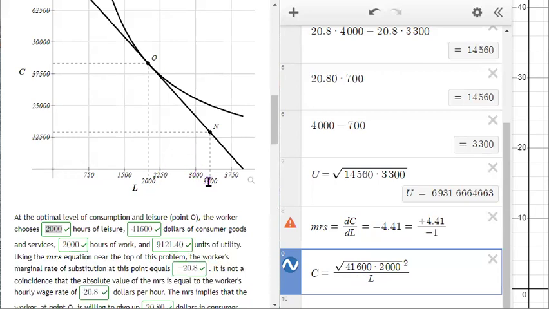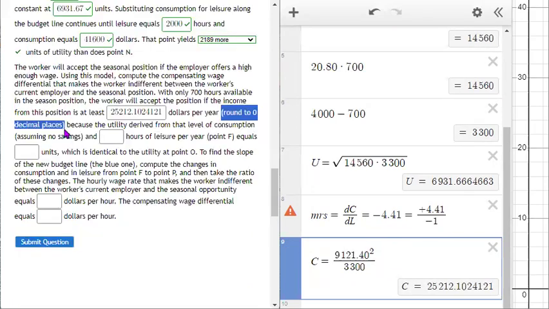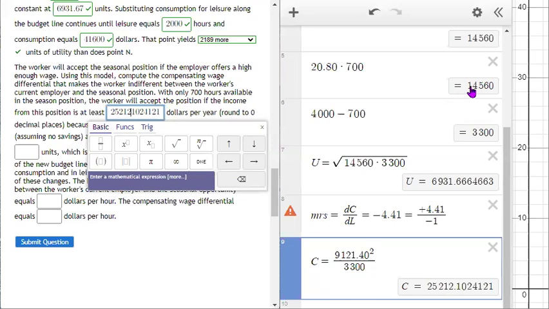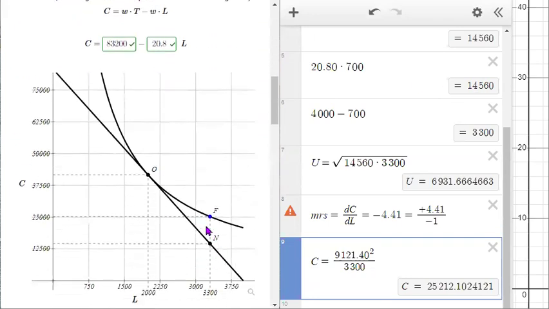Now, the leisure is 3,300 for the seasonal position. That corresponds to 700 hours of work, because 3,300 plus 700 is 4,000. So I'm going to plug in 3,300 here, and I get a consumption level of 25,212. When we round to zero decimal places, we get 25,212, which is right about what I thought it was, roughly 25,000. It's just above the 25,000 mark.